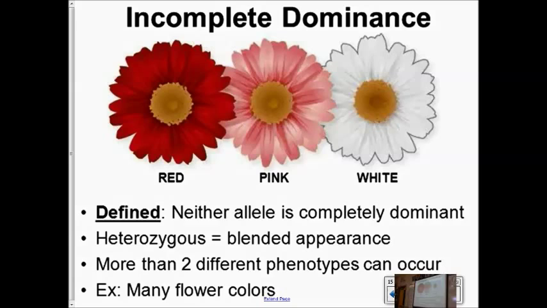They're blended. So instead of the red totally dominating the white and covering it up and masking it, instead of them sharing equal roles, they blend together. It hasn't completely dominated it. The white hasn't totally covered up the red, and the red hasn't totally covered up the white. That's how it got its name, incomplete dominance.